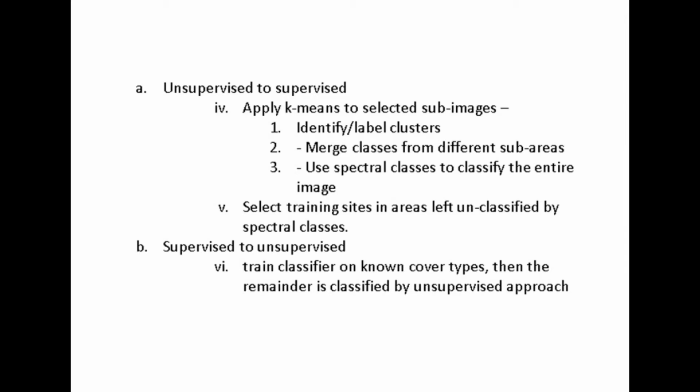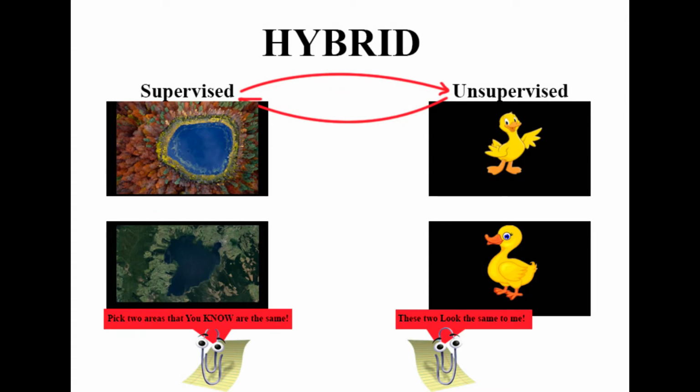And then you can also do supervised to unsupervised, where you want to train the classifier on known cover types, and then the remainder is classified by unsupervised approach. So essentially, you're just doing the supervised then the unsupervised, or you're doing the unsupervised then you're doing the supervised. So are you showing it?